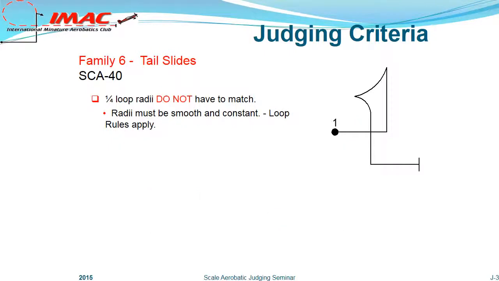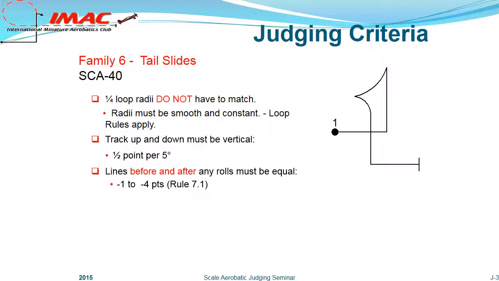In tail slides, as in stall turns, the quarter partial loop radii don't have to match, and all the standard looping rules apply. The lines must be wind corrected, so they appear as true vertical lines up and down. Deviations from vertical are penalized at 1/2 point per 5 degrees. The overall line lengths are up to the pilot and are not a judging criteria.